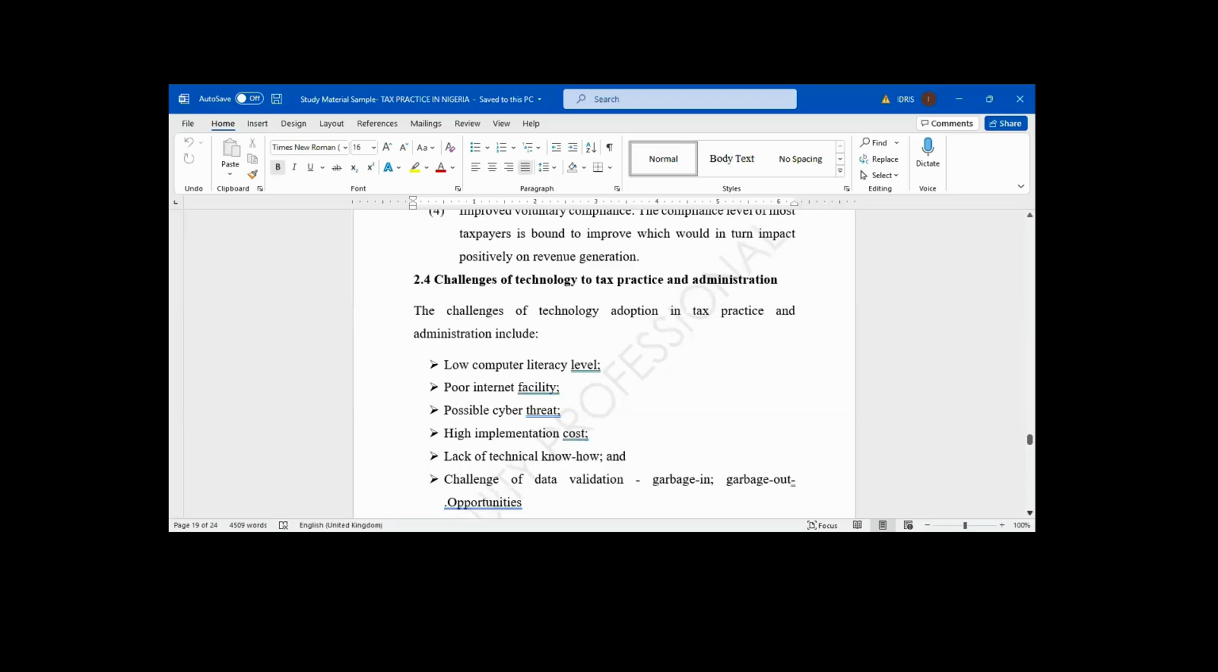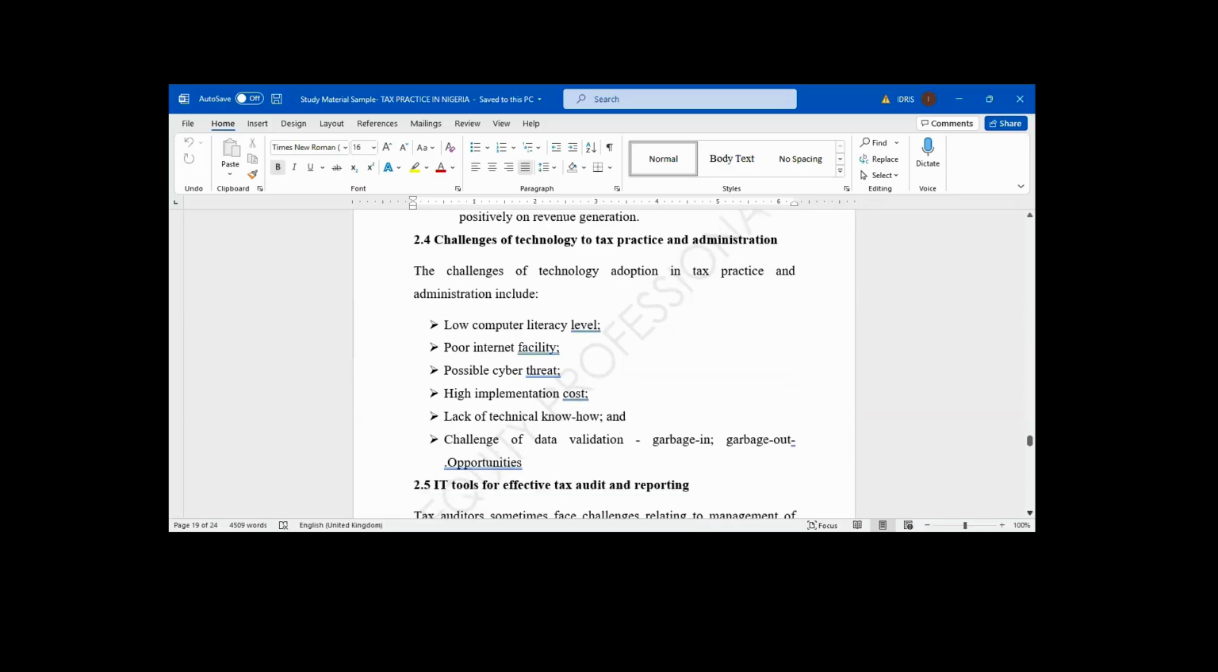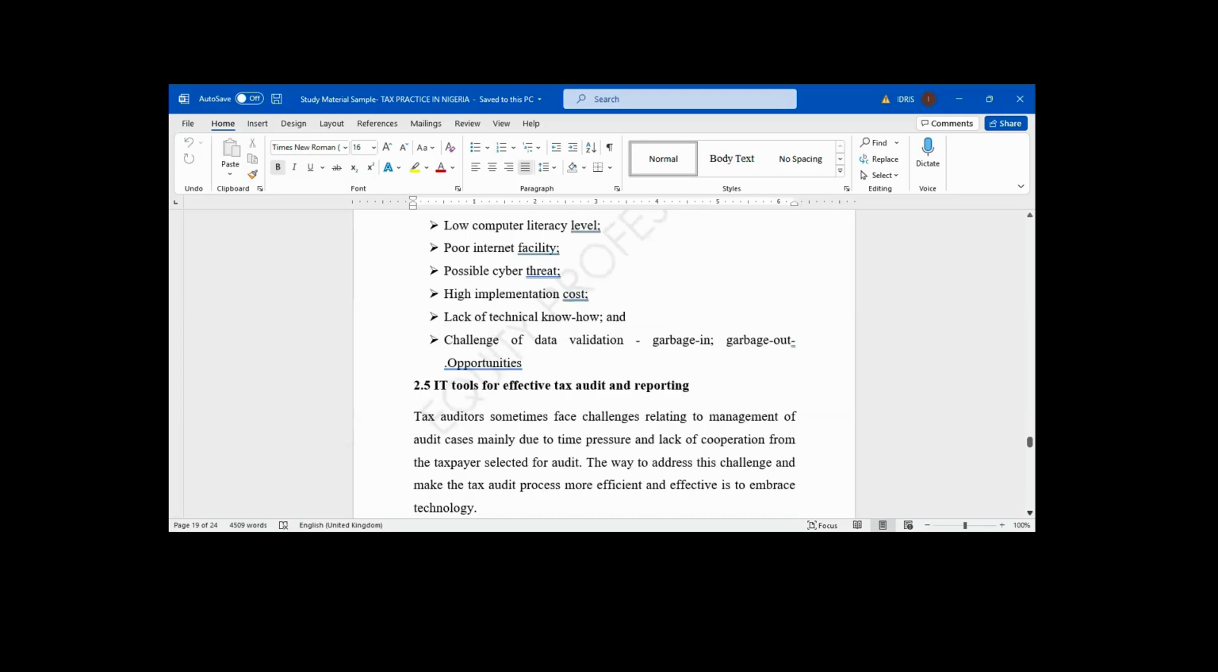Another challenge is data validation. In Tax Promas, if you want to do your company income tax return and you put that your turnover is 10 million, what you put is what it will generate. Garbage in, garbage out. If your turnover is actually more than 10 million, Tax Promas will not know. Tax Promas will not query the 10 million you put. What you put is what it will generate. Garbage in, garbage out.